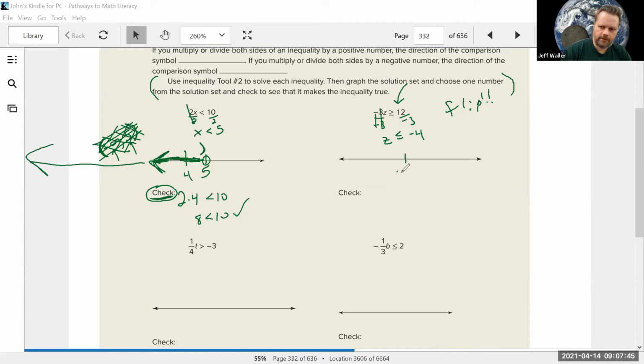So then I put my -4 down. It'd be a closed circle and it'd go to the right. Good. I would shade in the direction of the answers. And is -4 an answer? Yes. So I would shade it also. That is the idea of a closed circle. I shade where the answers are.